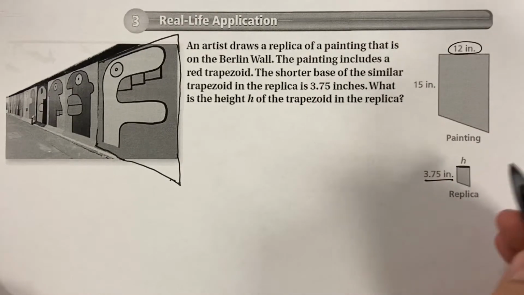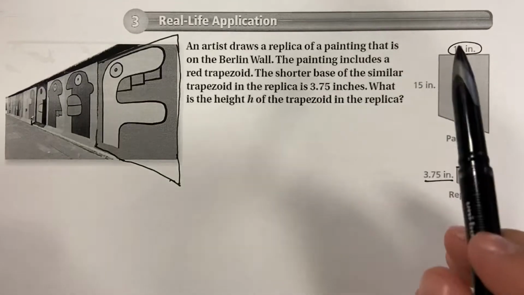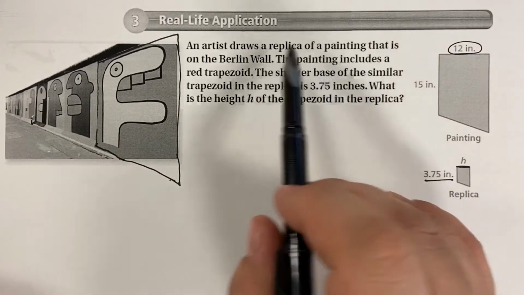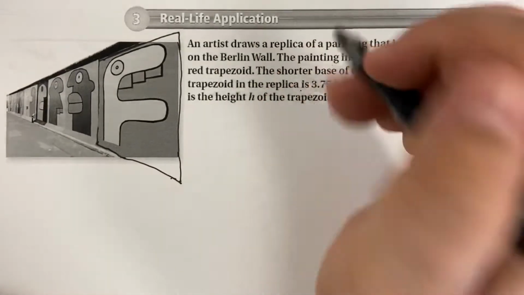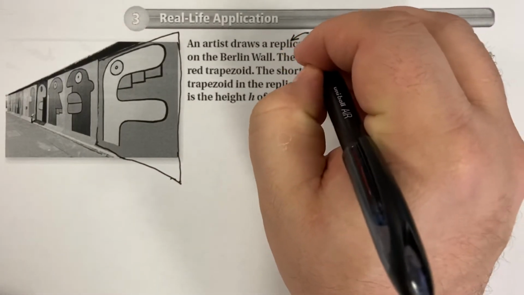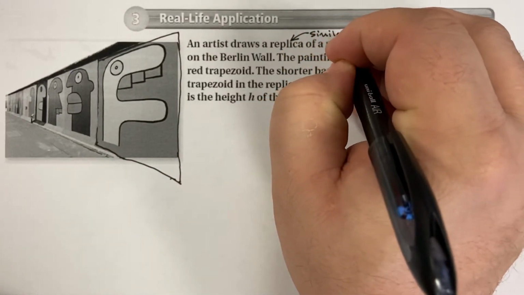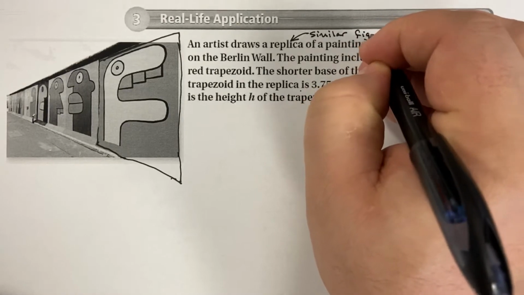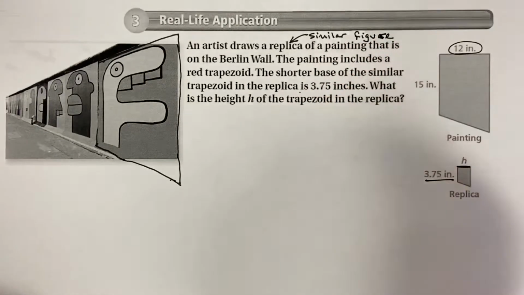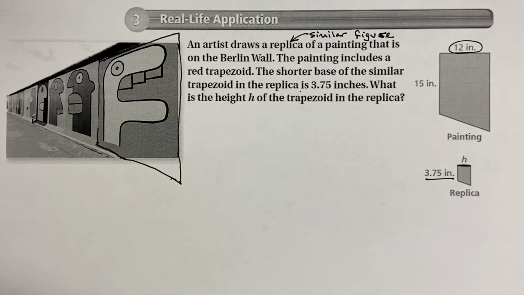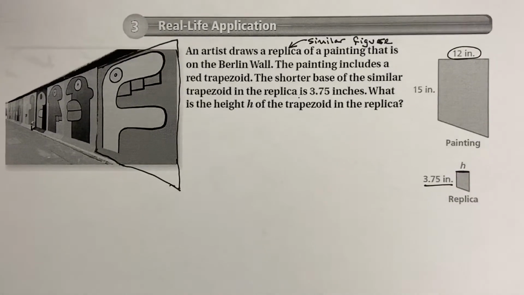All right, so a few things that we can take away from this. Number one, an artist draws a replica, and this means similar figure. So it's going to follow the same dimensions, only larger or smaller. So it's the idea that we've used scale to make it larger, or we'll use scale to make it smaller. We'll talk about scale in the next section, or one of the next sections, but that's what they've done.